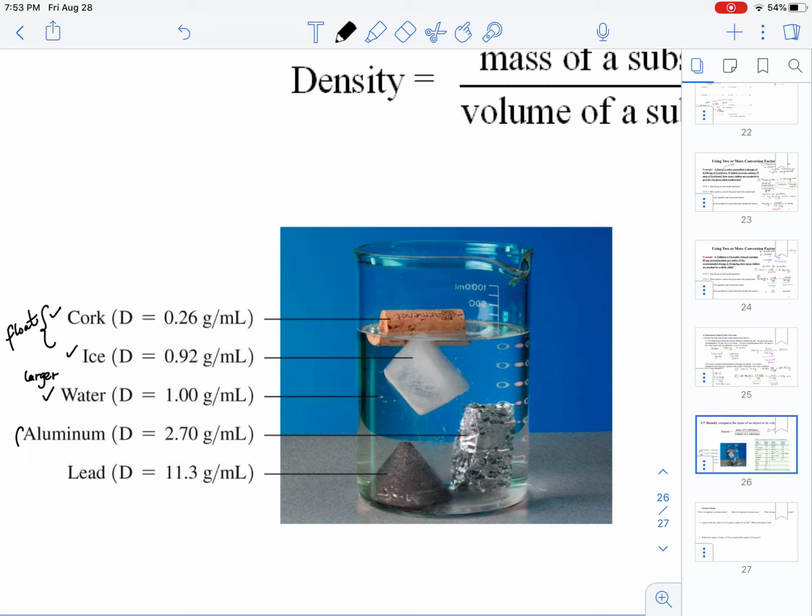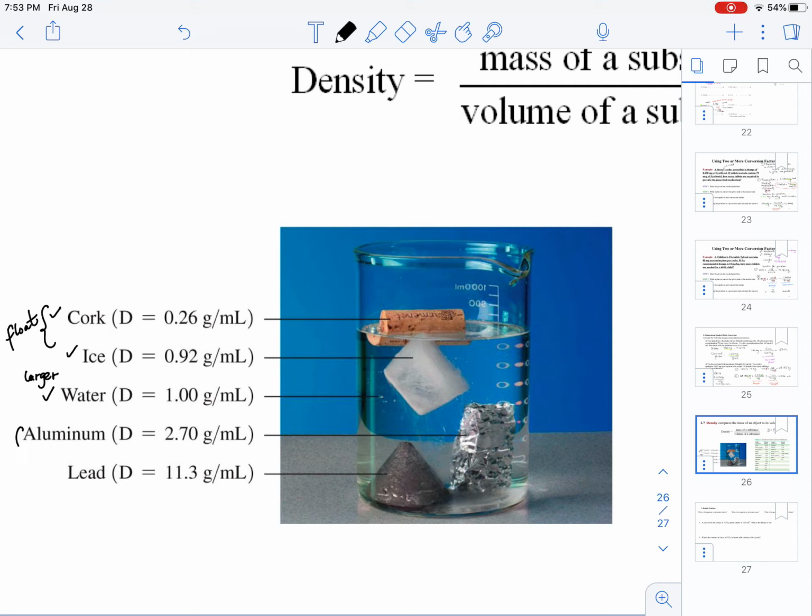Aluminum and lead, because as you can see the density is higher than water, are going to sink when we place them all in a beaker. In table 2.9 in your textbook, we have the density of some common substances. You don't need to memorize these values, but be familiar with why the properties we observe in the image in the bottom left corner of the slide happen.